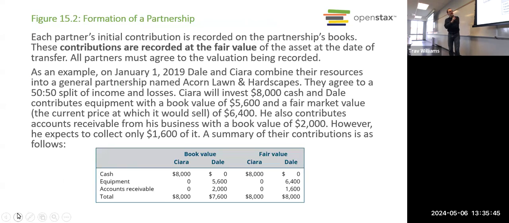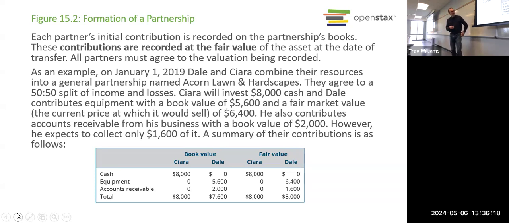So let's talk now about the contributions of the partners. As it says here, contributions are recorded at fair value. We've learned a lot about doing things at book value, right? Like if you sell an asset, you have to know the book value. Well, when partners contribute anything to the partnership, it's not based on the book value of what they're contributing. It's based on the market value. God bless you. Thank you.